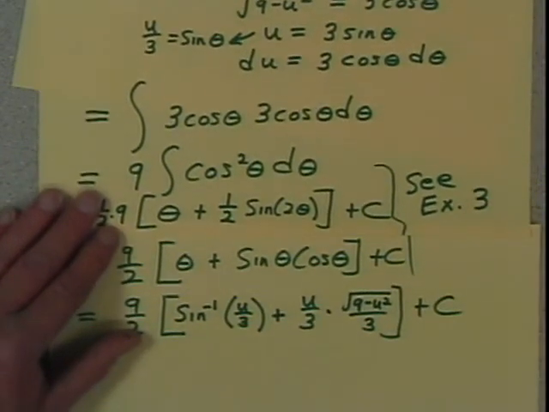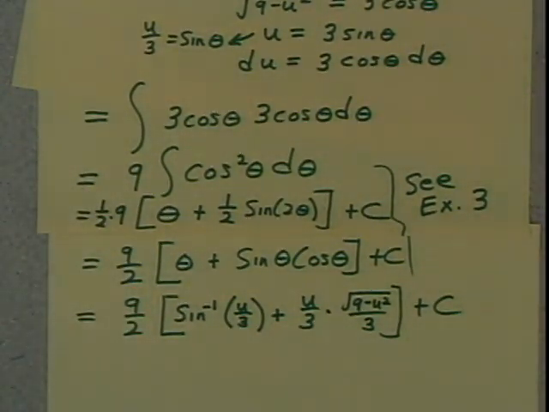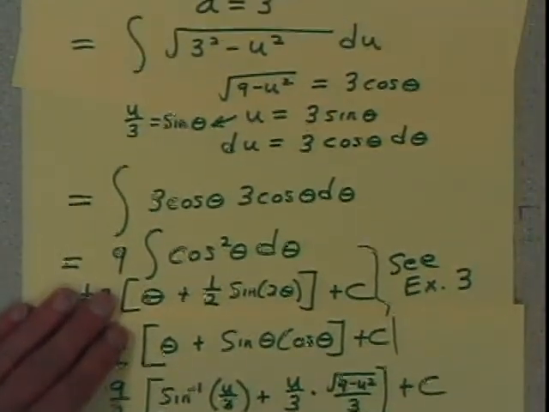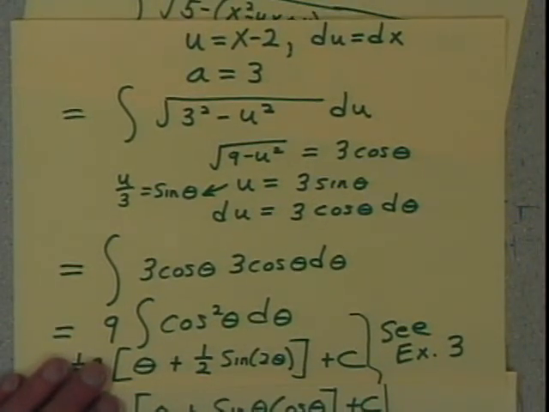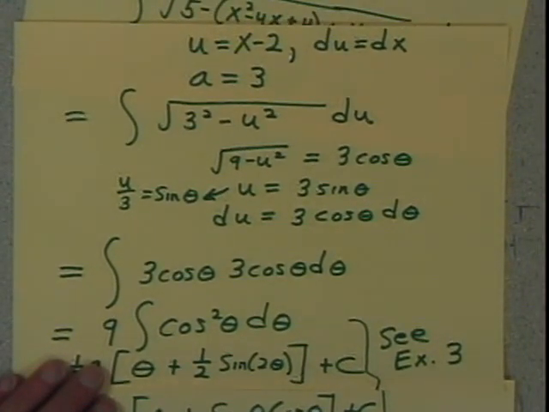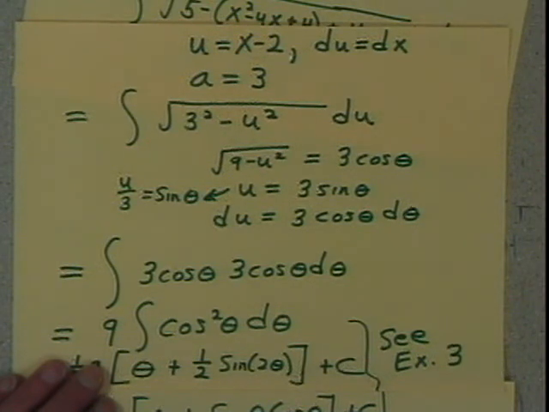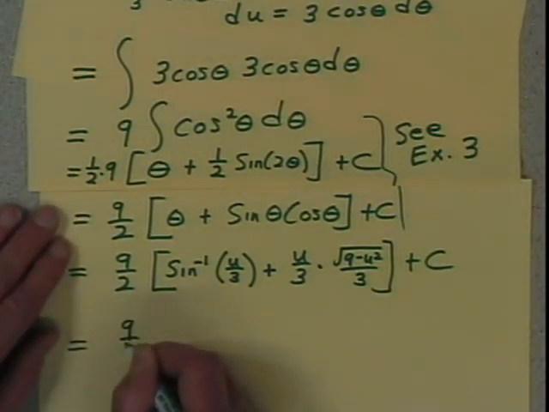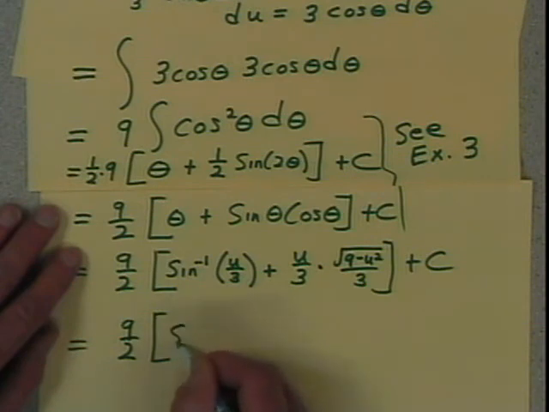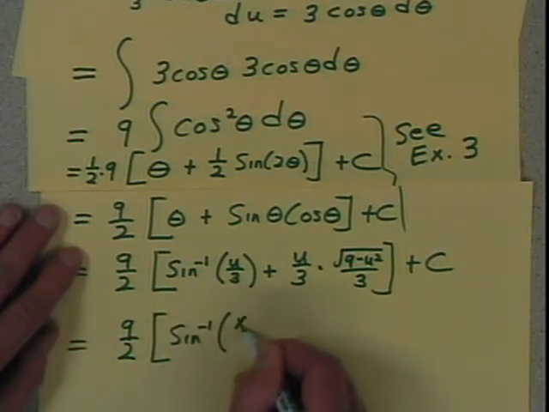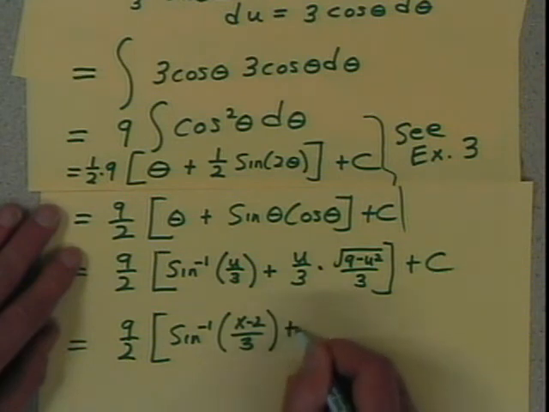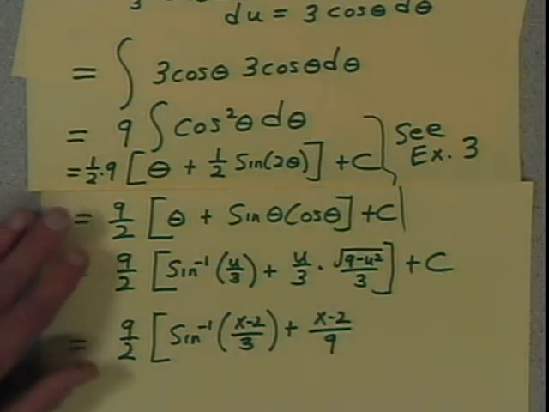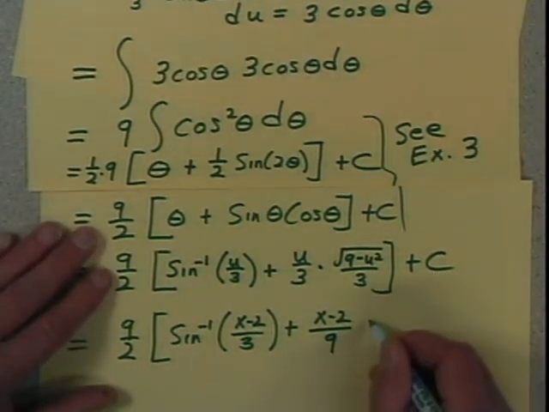Am I finished? No, all the u's have to be replaced with what? X. Yeah, if I scroll up a little bit here. There it is. What did u stand for originally? X minus 2. See that? It's right near the top of the screen. So every u gets replaced with x minus 2 and I'm done. So it's 9/2 inverse sine of x minus 2 over 3 plus x minus 2 over, let's make it 9, times the square root of what?